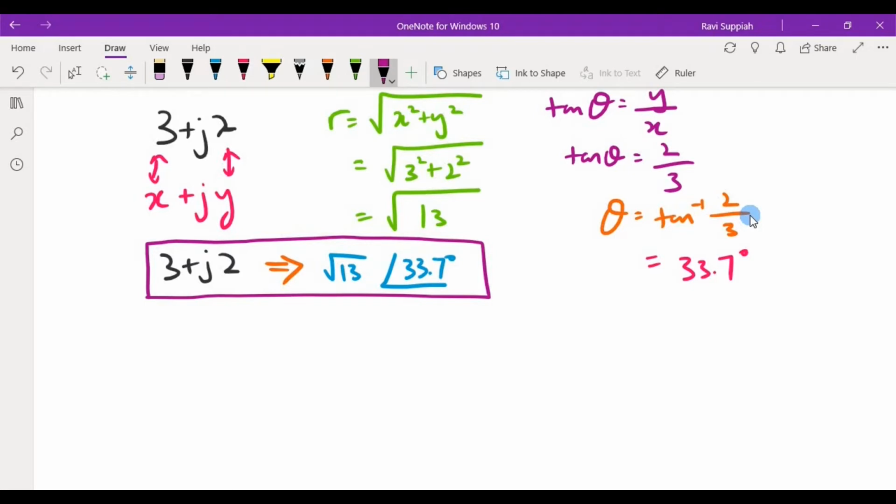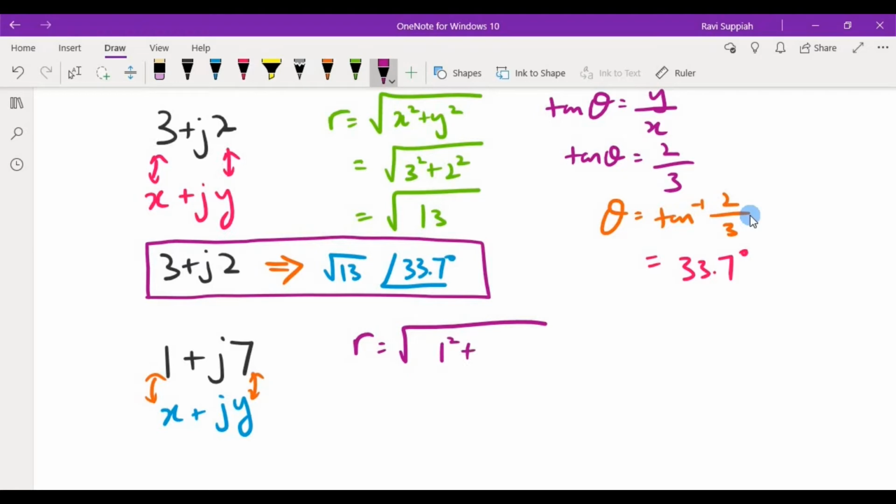Now let's try another example. If I give you another complex number, 1 plus j7, and you relate it back to our generic expression x plus jy, you will see that x is 1 and y is 7. So r is given as the square root of 1 squared plus 7 squared, x squared plus y squared.